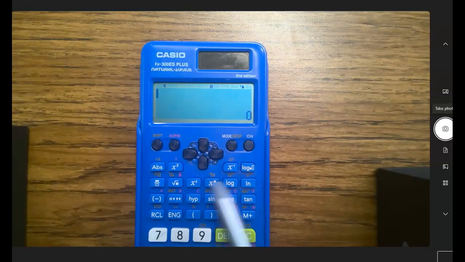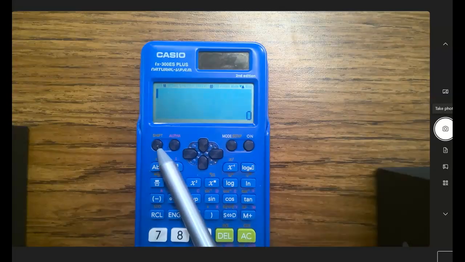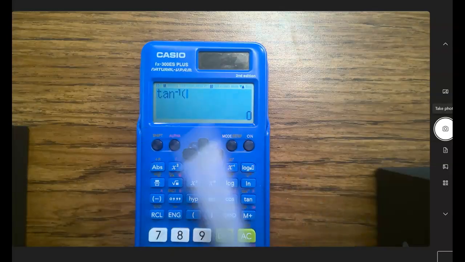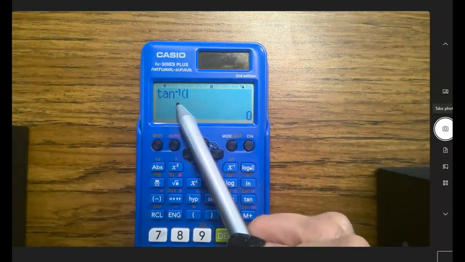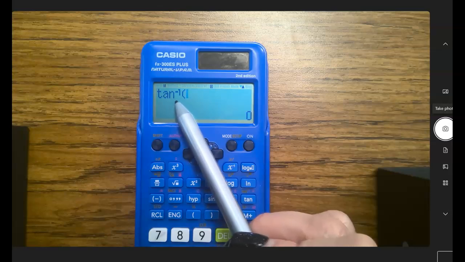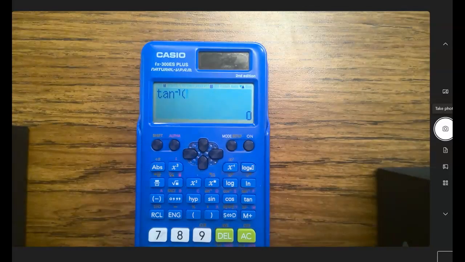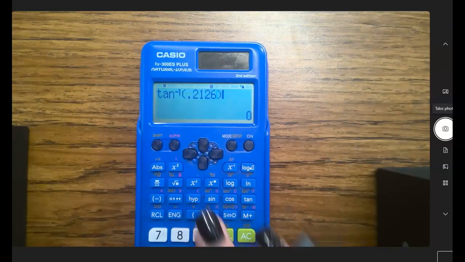Anything in that color, I have to find the key with that color. In my case, it's the shift key. So if I do shift and then hit my tangent, you notice my -1 comes up. When I'm solving for an angle, I need to make sure that I have tangent to the -1 on my calculator. They told me the ratio was 0.2126. I'm going to put that ratio in that parentheses, and I'm going to finish my parentheses.